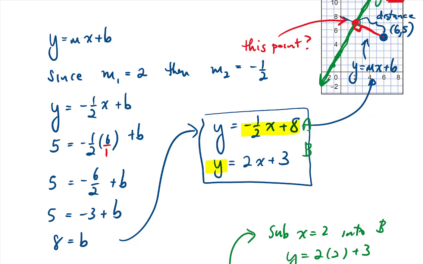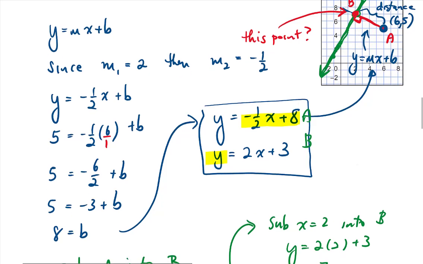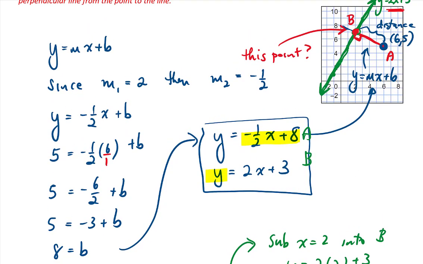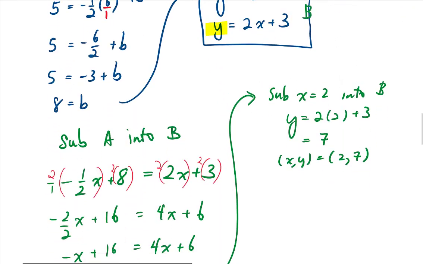So now we have 2 points. Let's call that point B. Let's call this point A. Let's find the distance from A to B, the shortest distance from the point to the line. So we have A, which is 6 and 5, and now we know B is 2 and 7.